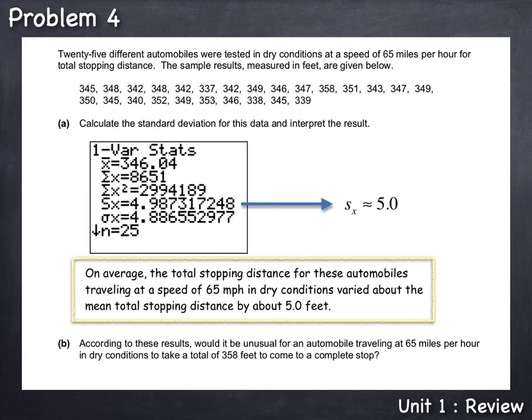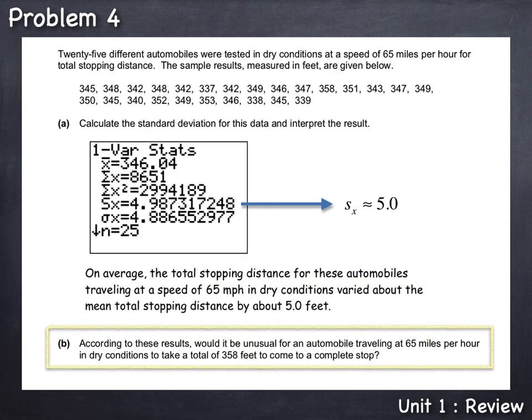So that answers part A. Now we can answer part B. According to these results, would it be unusual for an automobile traveling at 65 miles per hour in dry conditions to take a total of 358 feet to come to a complete stop? So here the question is asking if this particular result would be unusual.